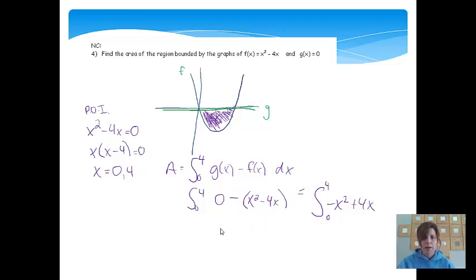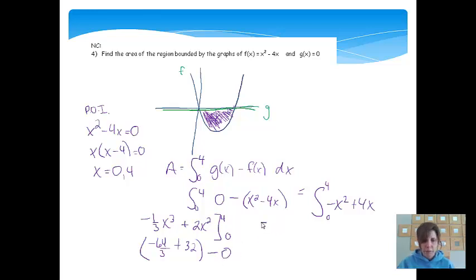Okay, now I'm ready to actually evaluate the integral. So the integral of negative x squared would be negative 1/3 x cubed. And then plus the integral of 4x is going to be 2x squared. And then I get to evaluate it at 4 and then at 0. If I plug 4 in there, 4 cubed is 64, so this is going to be negative 64/3. Plus, if I plug 4 in, I'll get 16 times 2, which is 32. So that will be the first part. And then minus, if I plug in 0, I will just get 0.